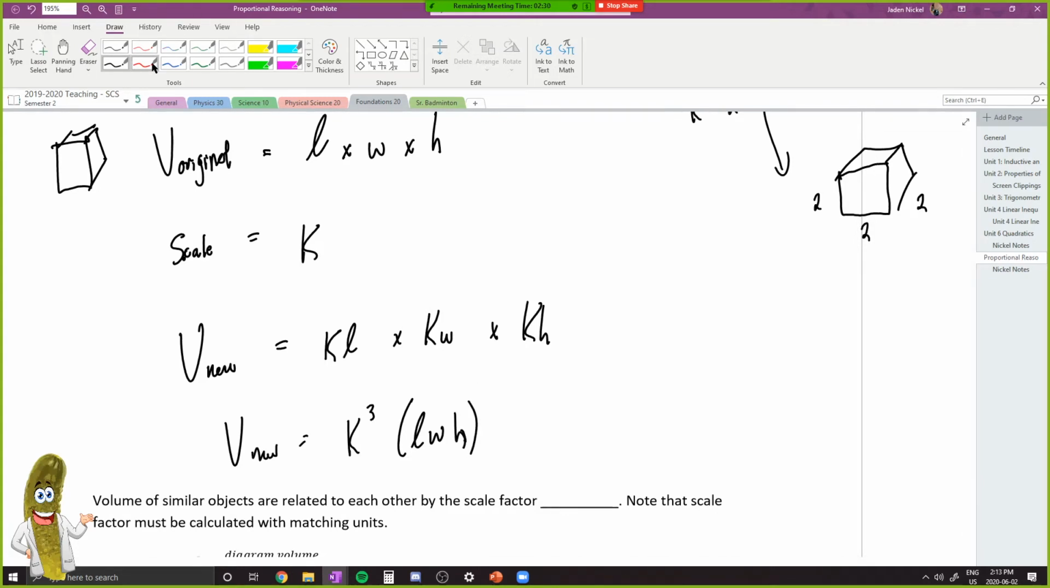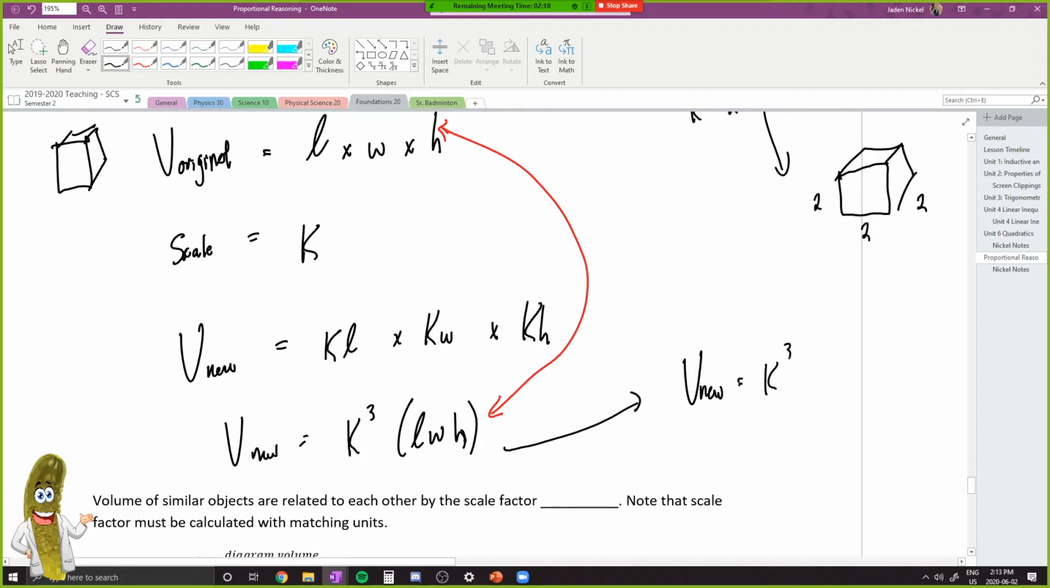And we've already defined that term here above. We've already said that length times width times height is equal to the volume of the original. So the formula that we get out of this is that the volume of the new object is equal to k cubed times the volume of the original object.